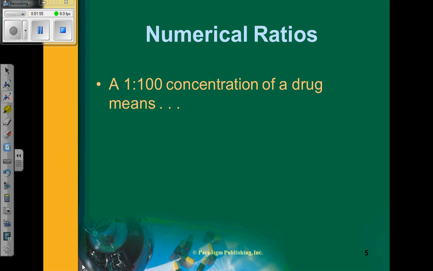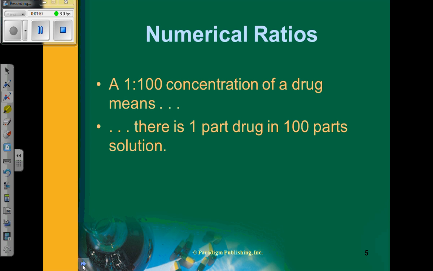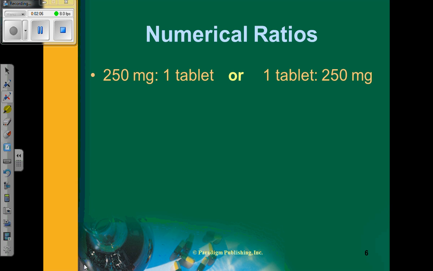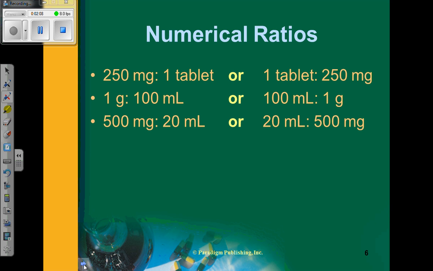So a 1 to 100 concentration of a drug, of course, means there is one part of that drug in 100 parts of that solution. Okay. So on the next table, we have here some examples. So 250 milligrams to 1 tablet, or it could be written in the reverse, 1 tablet to 250 milligrams, or 1 gram to 100 milliliters, or 100 milliliters to 1 gram. Okay, or 500 milligrams to 20 milliliters, or 20 milliliters to 500 milligrams.